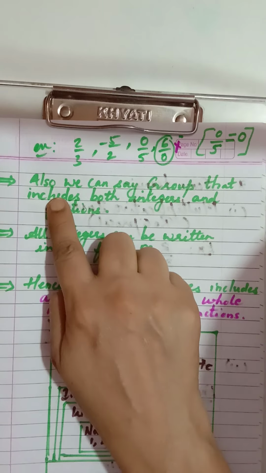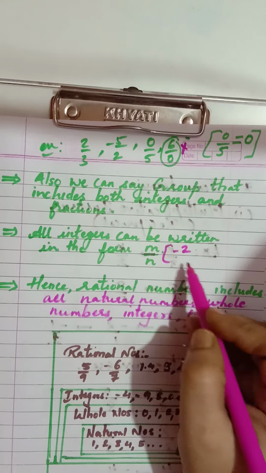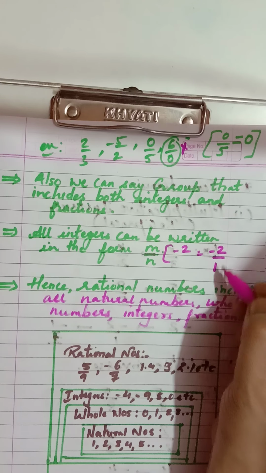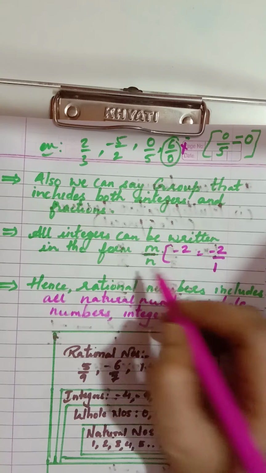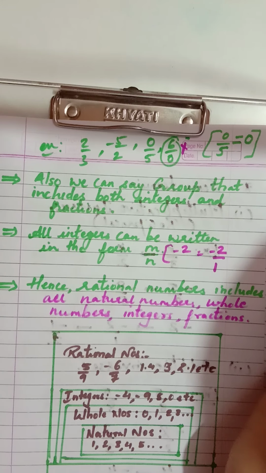What does this statement mean, children? See, suppose I am taking one integer, for example minus 2. Can I write this minus 2 in the form of m upon n? Yes or no, children? Yes. How? I can write this as minus 2 upon 1. So this becomes numerator upon denominator. In this way, this statement means that all integers can be written in the form of m upon n. Therefore, all integers are rational numbers.